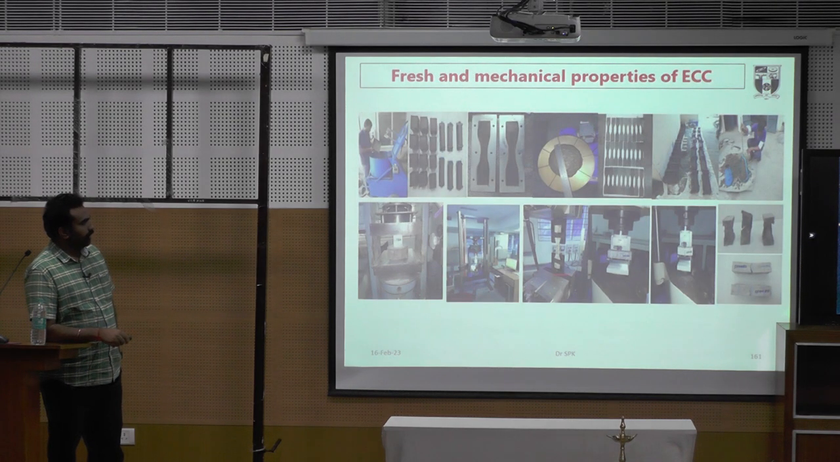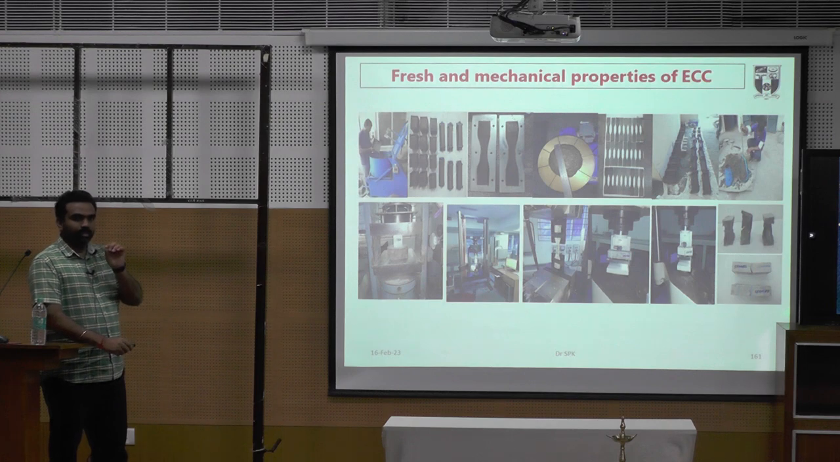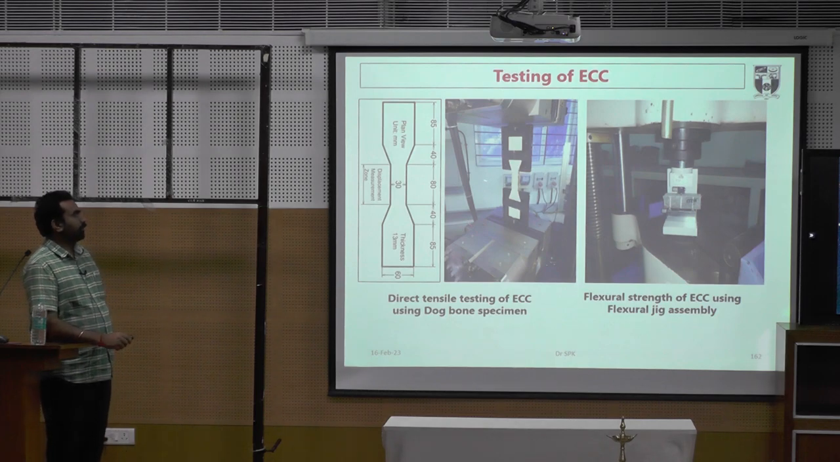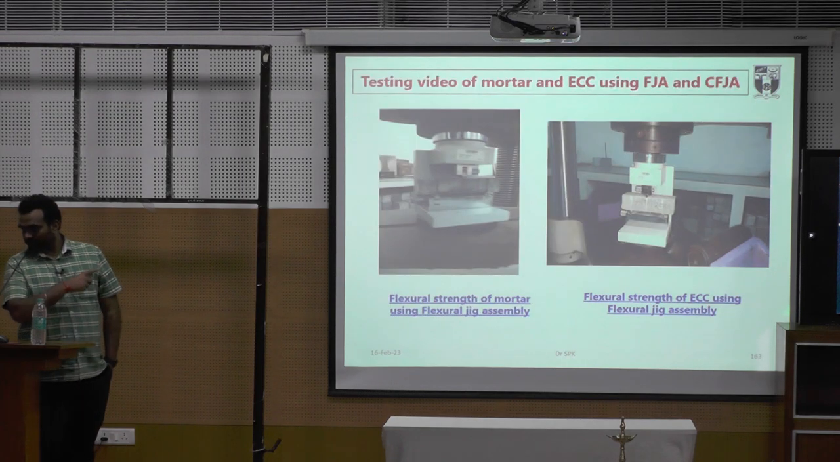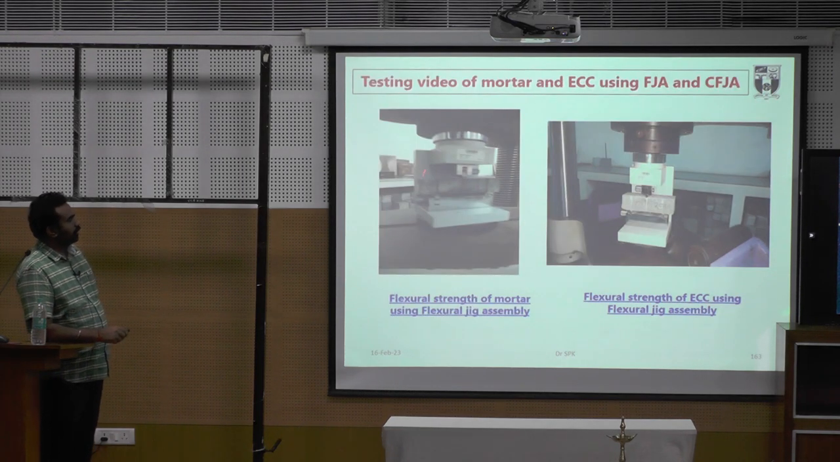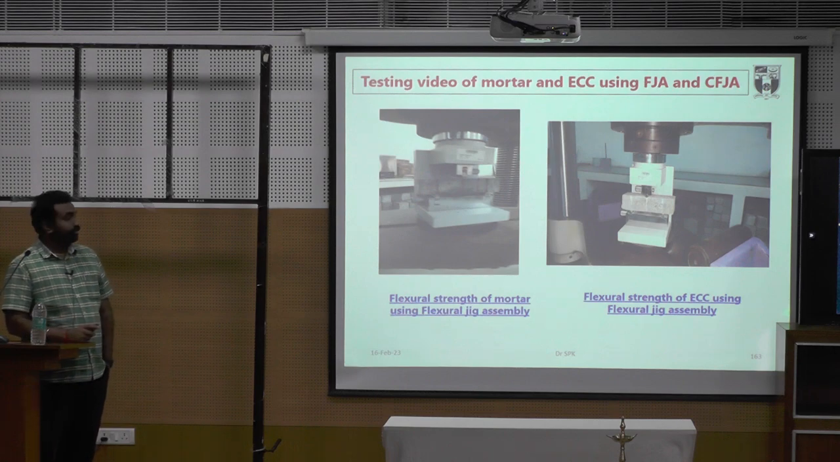So these are various tests. A special mention about the ECC is the dog bone specimen. This is a dog bone specimen, which is used to determine the direct tensile strength of the ECC. The fixture is fabricated and then used for testing. A very minimum load is applied to ensure that the breakage is properly carried out. So this is a conventional mortar and this is ECC. You can see the difference in how the breakage is happening in the clip.